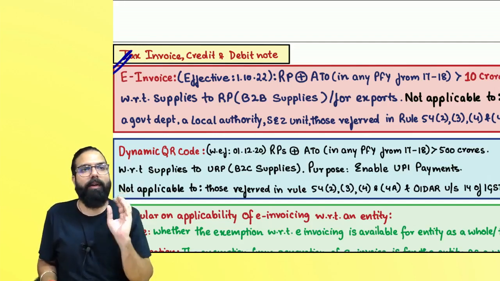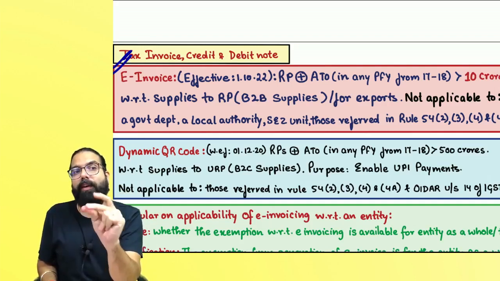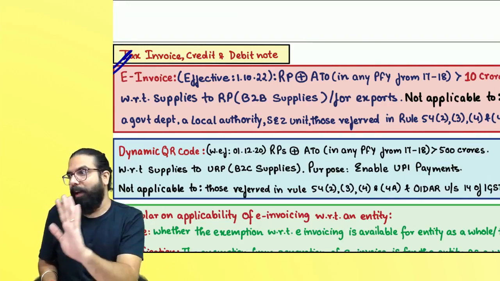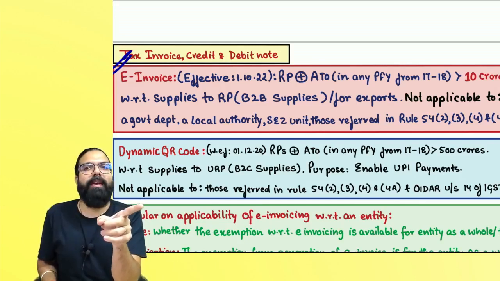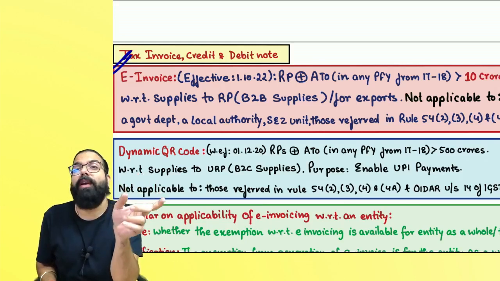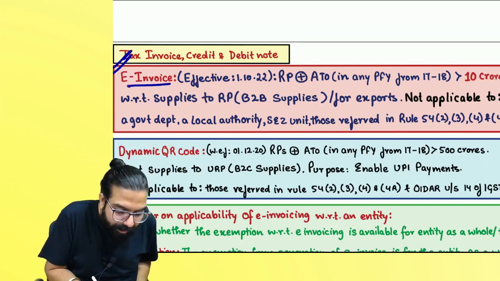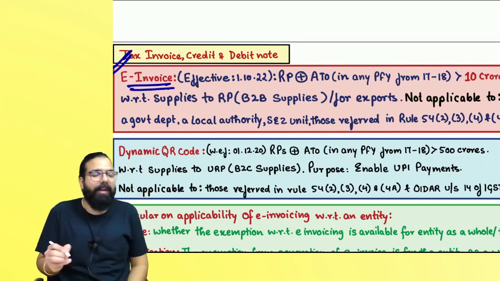Are we clear, everyone? If you are a person who is required to do invoicing, only once you get your invoicing done will your invoice be considered an invoice. When you get your invoice reference number, your invoice is also given a QR code. That QR code is known as the QR code having the embedded invoice reference number. It says invoicing is effective from which date.